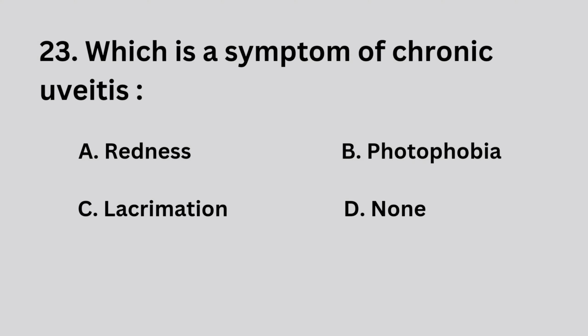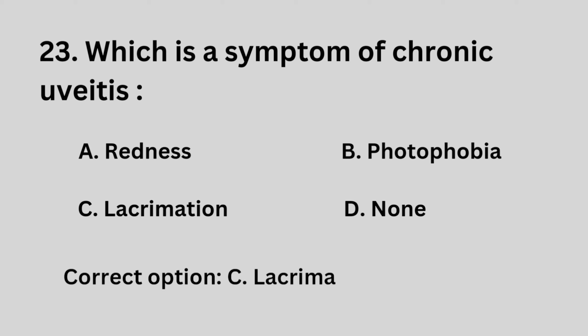Next question. Which is a symptom of chronic uveitis? Option A, redness. Option B, photophobia. Option C, lacrimation. And option D, none of them. Correct answer is option C, lacrimation.